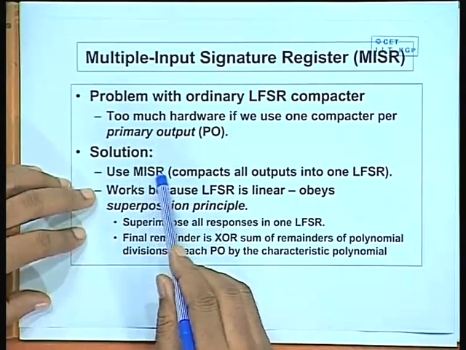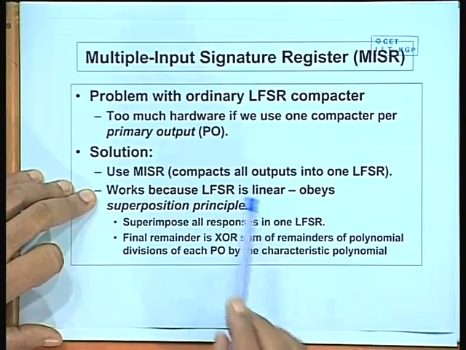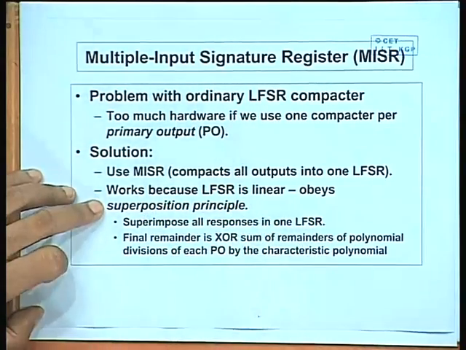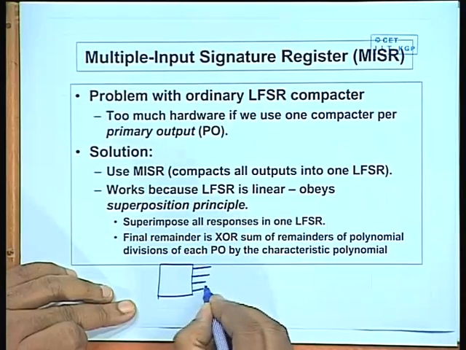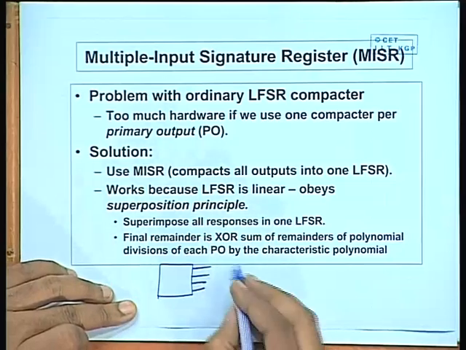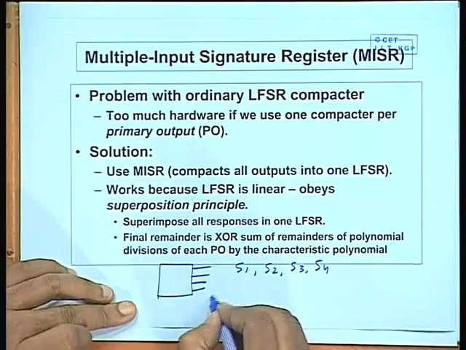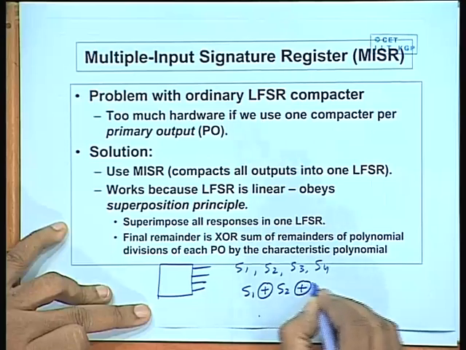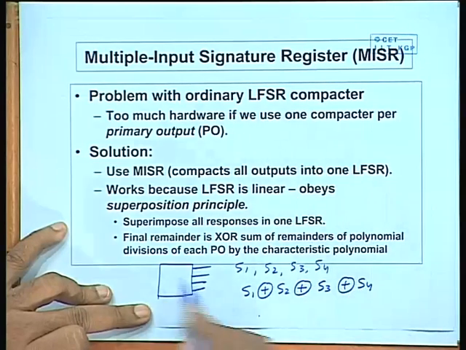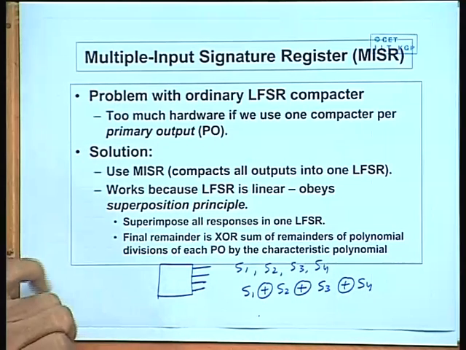Now this MISR, the way it works is that because LFSR has a linear property, I am not going into details of this, it obeys the superposition principle. So suppose you have a circuit with 4 outputs. If you compress these 4 outputs individually, you will get 4 different signatures S1, S2, S3, S4. Now if you compress all of them together using an MISR, the signature you will get is actually the XOR sum of S1, S2, S3 and S4. So the final remainder will be the XOR sum of the individual signatures corresponding to each of the outputs. So this is also quite acceptable in terms of testing.